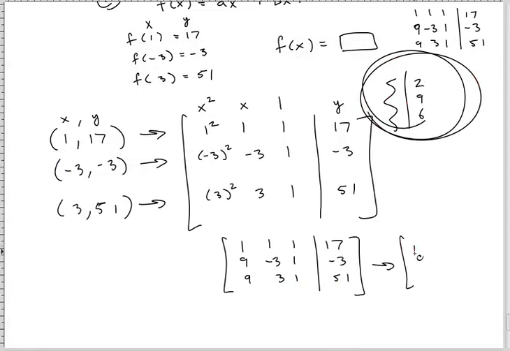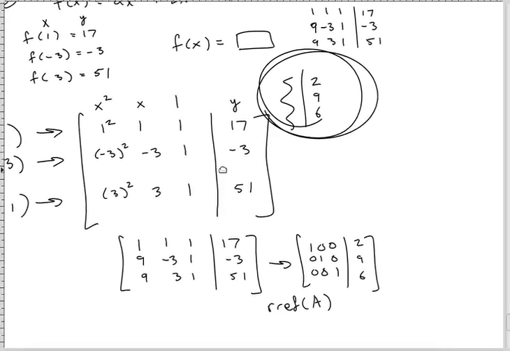I guess if you really wanted to be official in your notes so that you can say, like, what happened when I did all this? Again, how do we do that? RREF of A. And then we got a 2, and then a 9, and then a 6. Oops. Okay, cool. So now, how do I get the real answer?